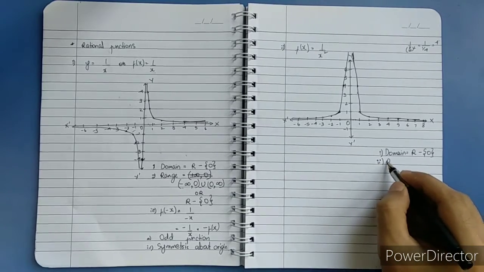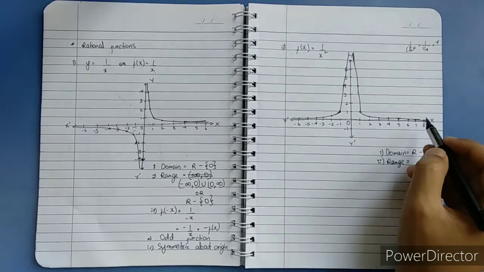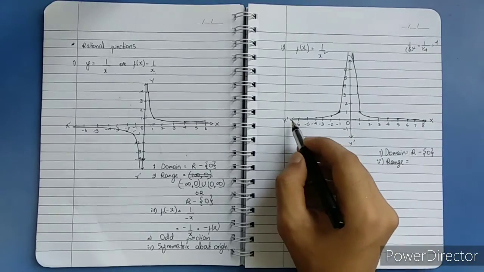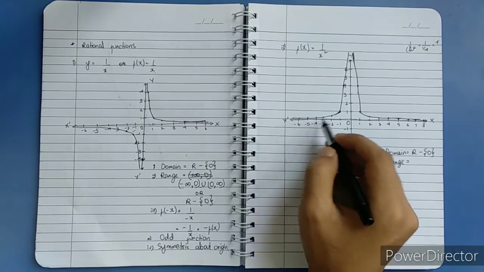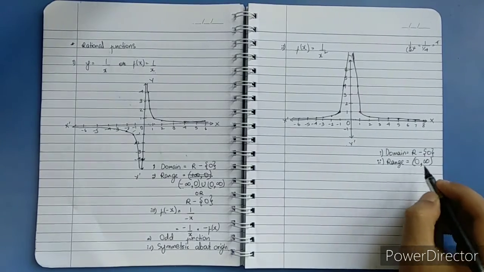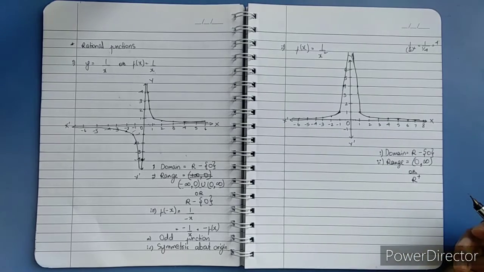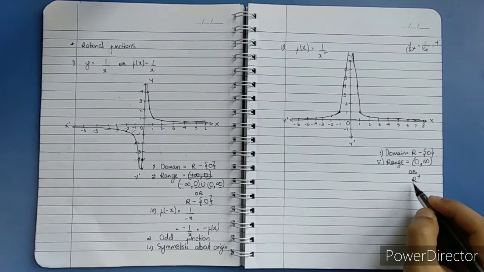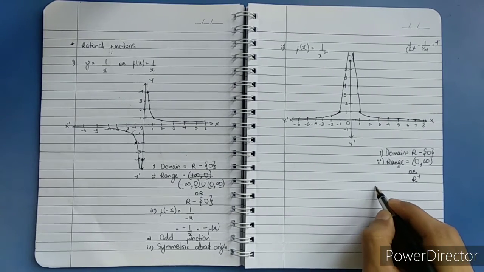Second part, range. If we see the range, the minimum value is 0. It's not touching 0 exactly, but it starts from 0 excluding 0 and goes till infinity. So this is from 0 to infinity. We can also say this is R positive, meaning the positive real numbers. In the set of positive real numbers, 0 is not included because 0 is neither positive nor negative.